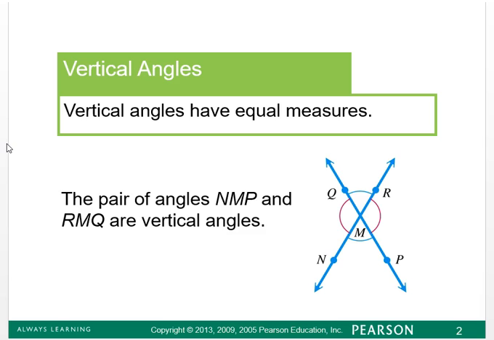Vertical angles have equal measures, and here are what vertical angles are to remind you. You could see that this marking right here, the one in blue, and then the one here in blue, again, those two angles are vertical angles. And then the ones in kind of a red color are also known as vertical angles. Each pair of vertical angles are equal in measure.